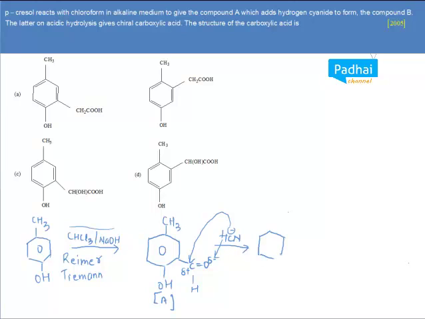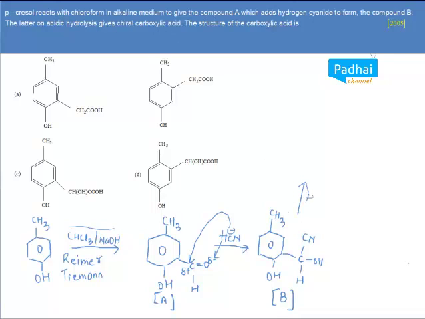So what do we get? We get this kind of a compound where carbon and there is CN and OH and H, right? So this is the compound that we get. Now this is called the compound B, right? The latter on acid hydrolysis gives a chiral carboxylic acid.